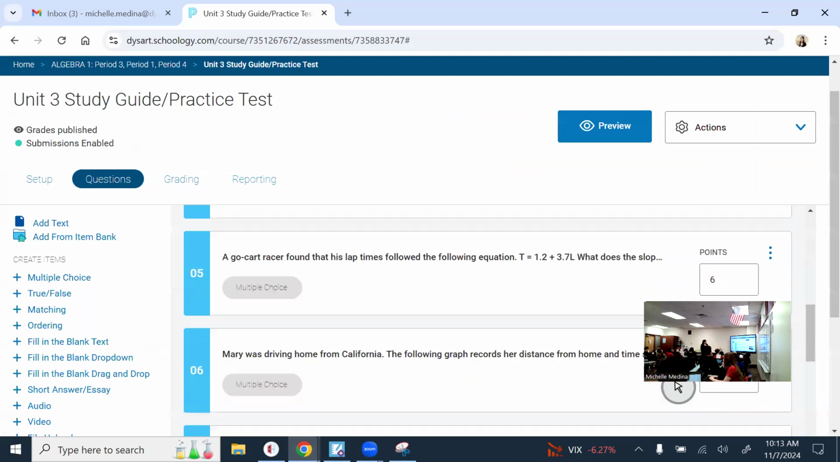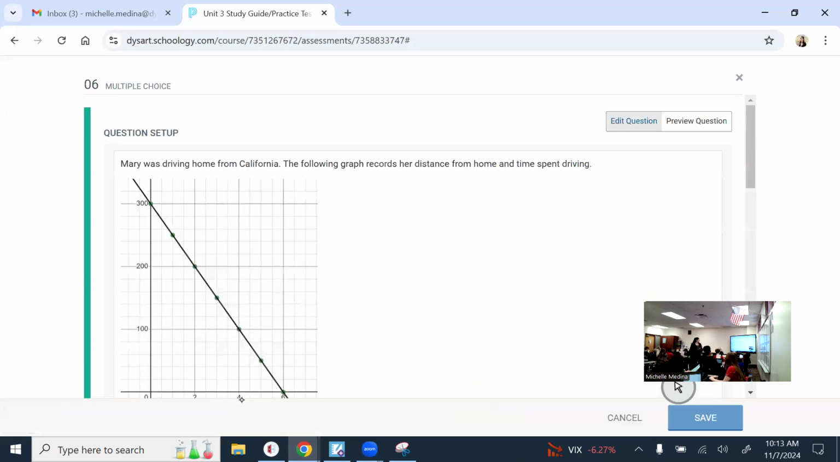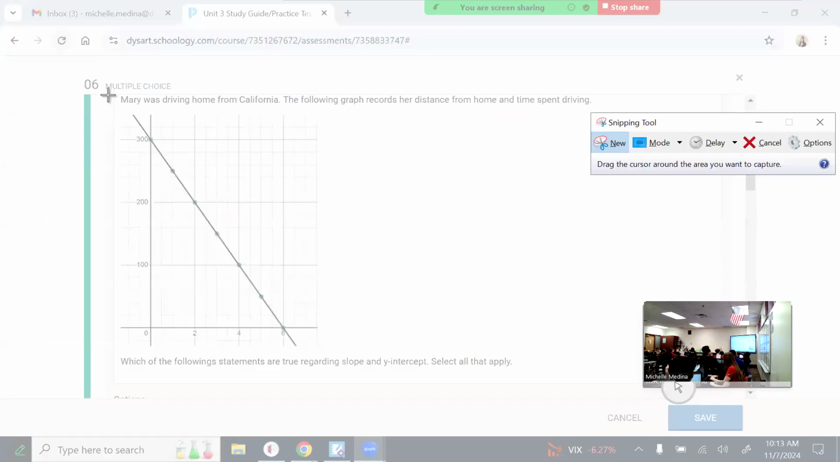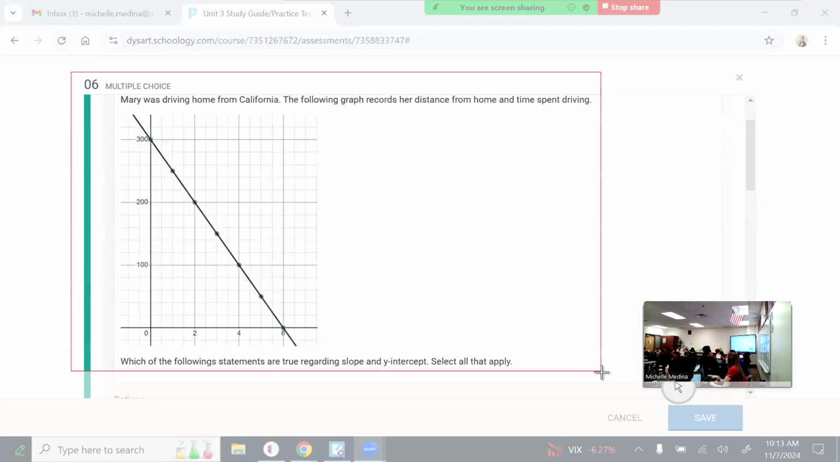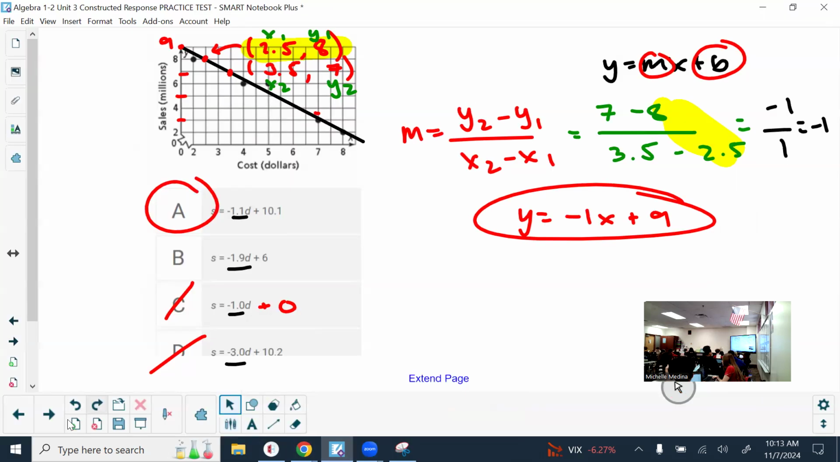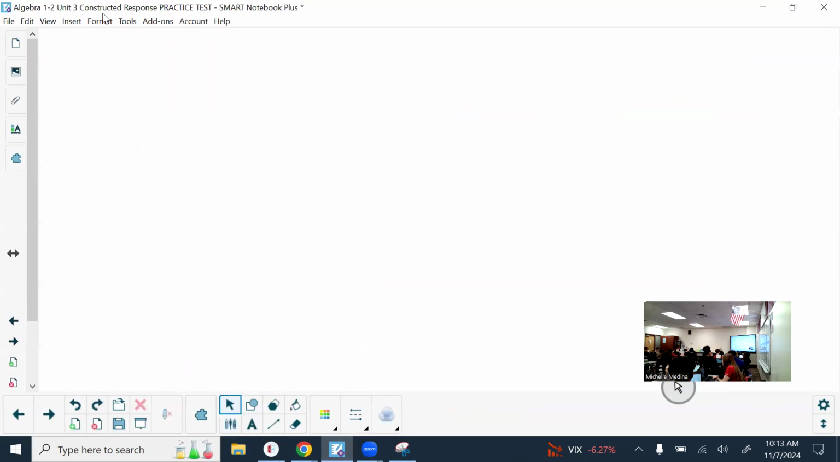Okay. So Mary's driving home from California. The following graph records her distance from her house and her time spent driving. I have to snip this, so give me 1 second. And then we're going to be selecting all that are true, and there's kind of a long list. So you have to be able to relate it back to the real world situation.